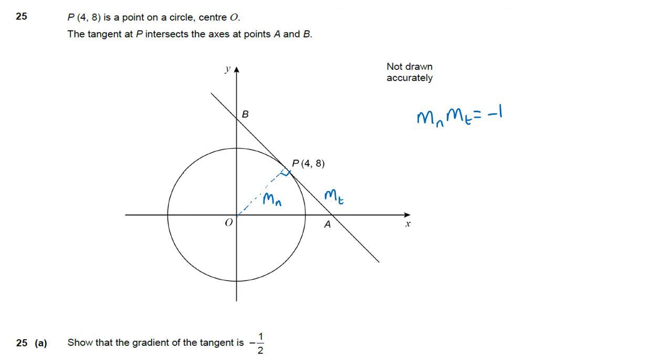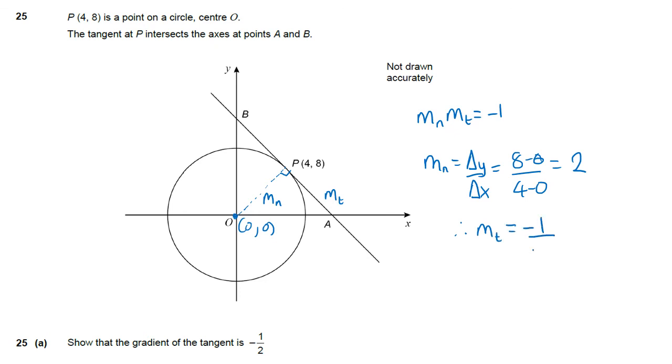Now the gradient of the normal is actually very easy to work out. So m normal is delta y over delta x. And we know it goes from 0, 0 up to the point 4, 8. So we can do 8 minus 0 divided by 4 minus 0, which is 8 over 4, which is 2. So therefore, the gradient of the tangent line is minus 1 over m normal, just from rearranging that equation. So that's minus 1 over 2, which is what we were asked to find.